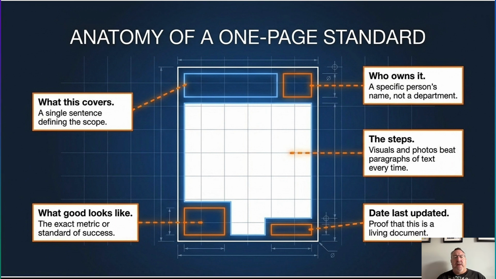And then we have the steps. This is almost the process steps that you have within that particular process. That takes up the main body of that particular part of the process. And then we want to know what good looks like. So on the bottom left, we look at some kind of metric that tells us what good looks like. And then on the bottom right, we want a date.